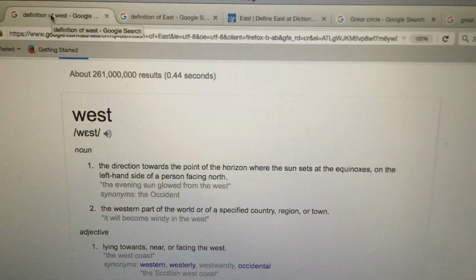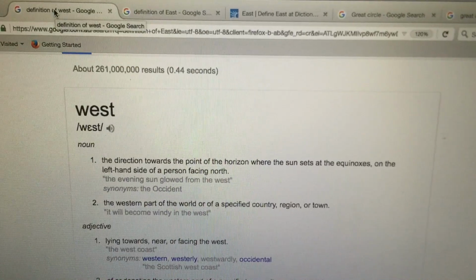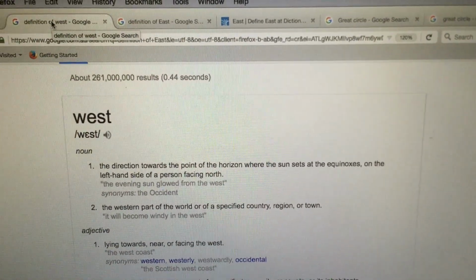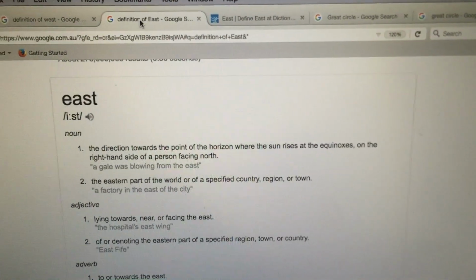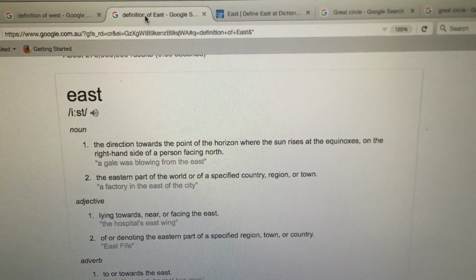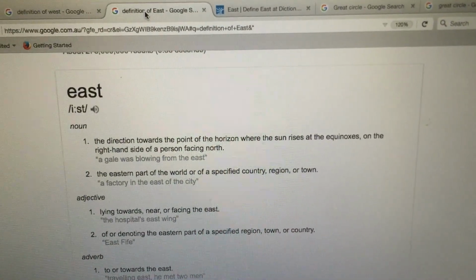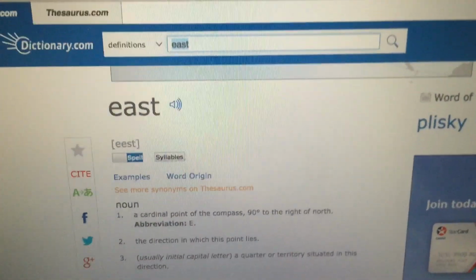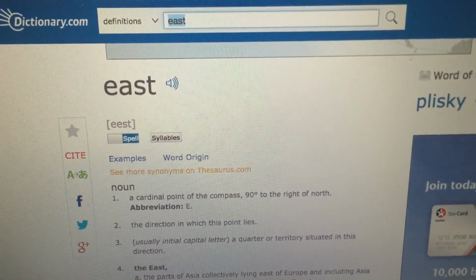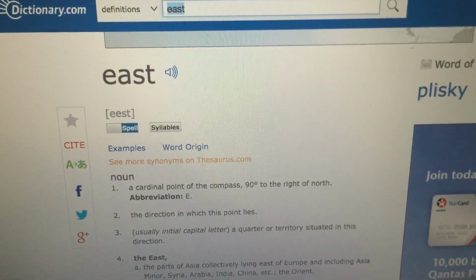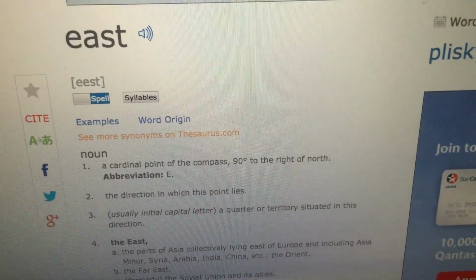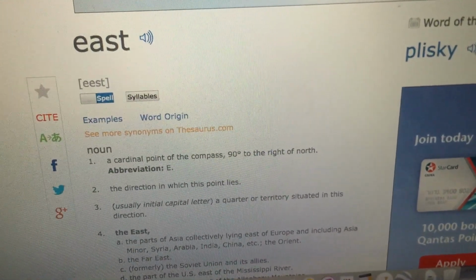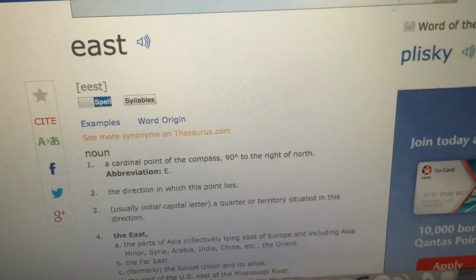Definition of west: the direction towards the point of the horizon where the sun sets at the equinox, on the left-hand side of a person facing north. The definition of east: the direction towards the point of the horizon where the sun rises on the equinox, on the right hand side of a person facing north. And another definition: east, a cardinal point of the compass 90 degrees to the right of north. Now that's important. It has to be 90 degrees to the right of north. Anything that is not 90 degrees to the right of north is no longer east.